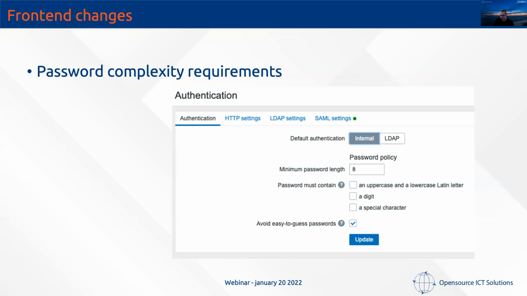Passwords must be safe. So what we can specify right now within Zabbix is a password complexity requirement. There should be a minimum length. It should be having an uppercase, a digit, or a special character, or all of them, of course. I mean, go for it. Avoid easy to guess passwords. There is a dictionary with, from top of mind, the 100,000 most used passwords in the world. And yeah, if you check avoid easy to guess passwords, those passwords are not allowed. So again, a nice improvement there.